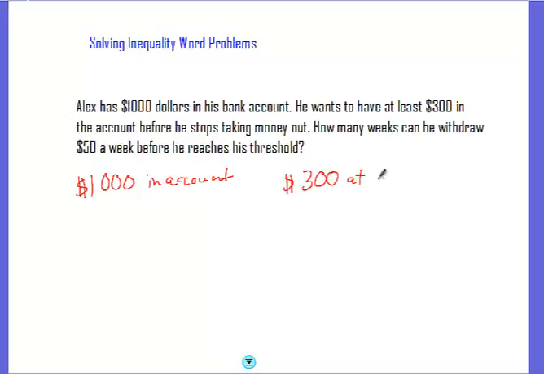at the end of x weeks of withdrawing $50. So basically, with the inequality, there's two sides. The left side is going to be money in account. The right side is going to be the threshold. I don't know why I couldn't think of that for a second.